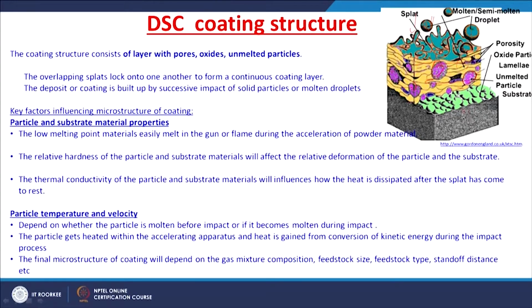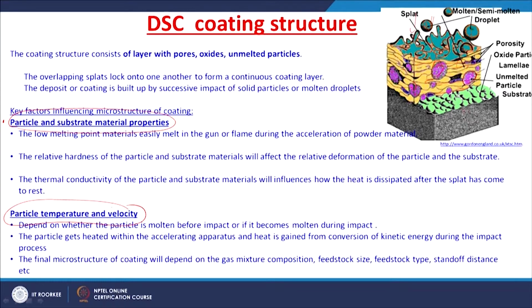That means the overlapping splats lock onto one another to form a continuous coating layer, right. The deposit or coating is built up by successive impact of such solid particles or molten droplets. So, you have a layered structure, but the microstructure of such a coating is influenced mainly by the particle and the substrate material properties and the particle temperature and velocity.